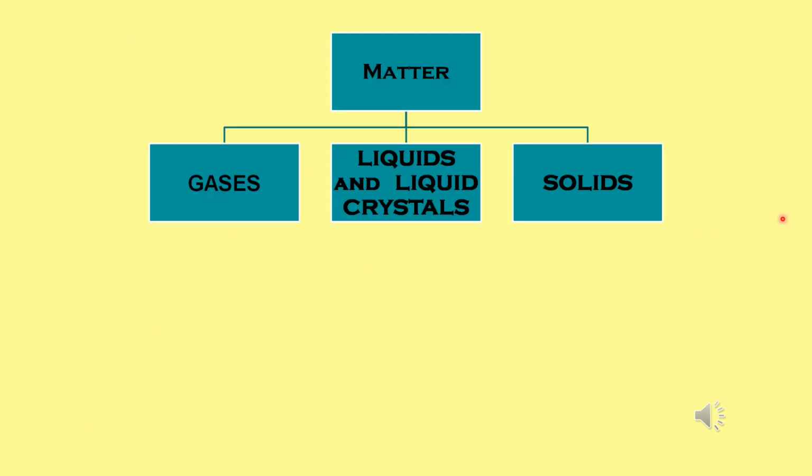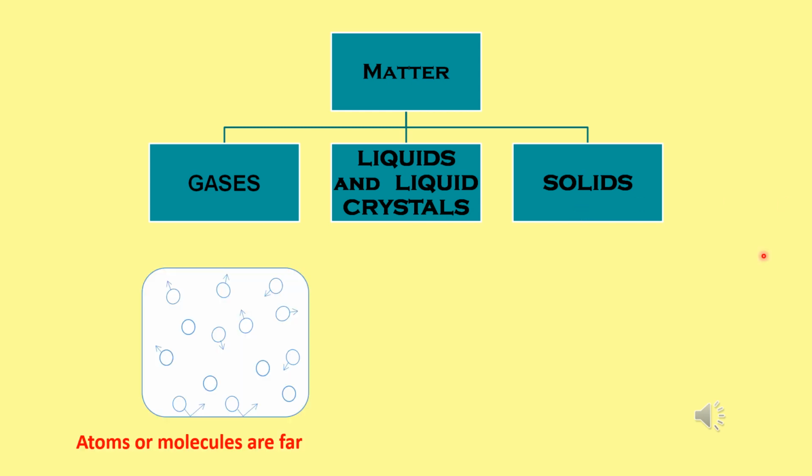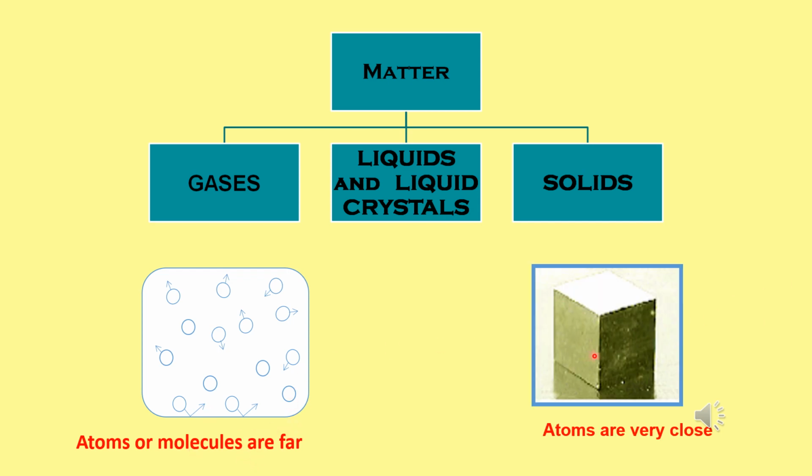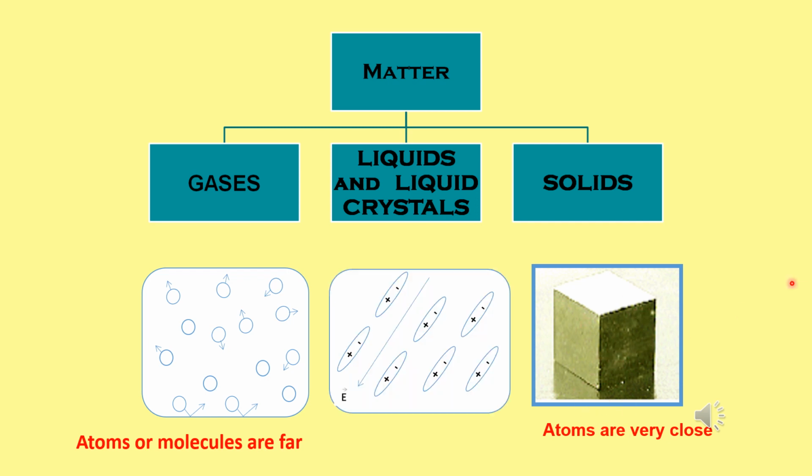So basically we know that matter can be classified into gas, liquids and solids. There are three states depending on their atomic arrangement. In the case of gases, the atoms or molecules are very far apart, whereas in the case of solids, the atoms are very close. That's why solids are very dense materials. And in the case of liquids, the intermolecular or interatomic distance is in between that of gas and solids.